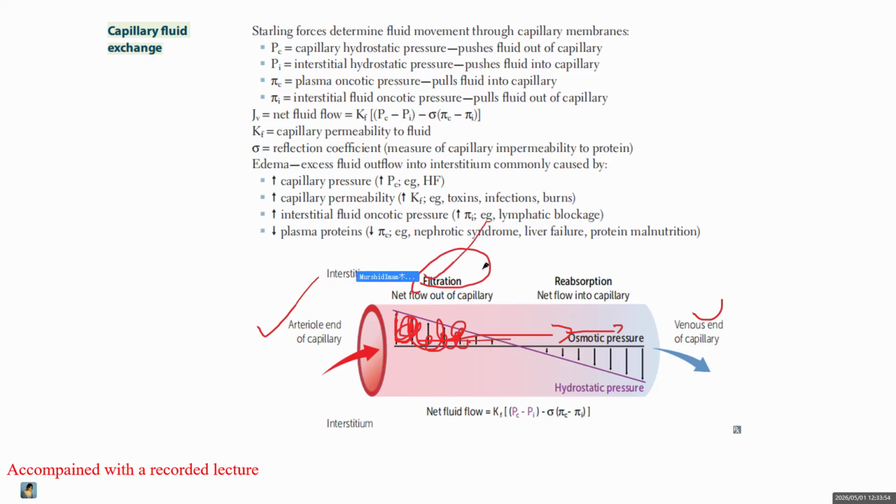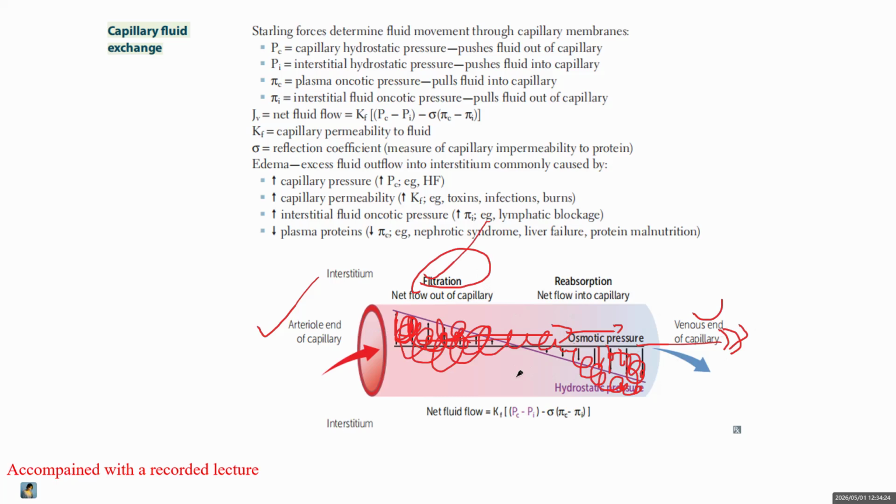So as the blood flows along the capillary towards the venous end, what is going to happen? The capillary hydrostatic pressure also falls. Why has it been falling? Because now the fluid is going outward. But what about the plasma protein pressure specifically? What is going to happen to that? The plasma oncotic pressure will remain relatively important over here.